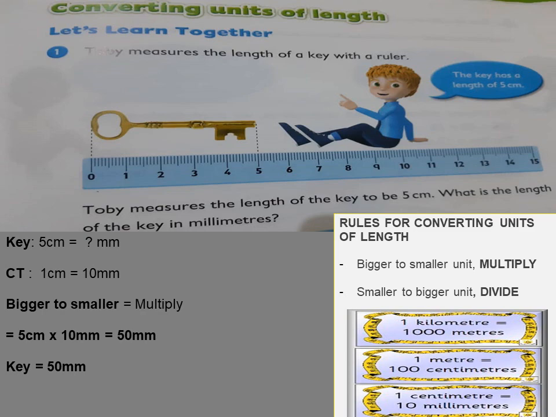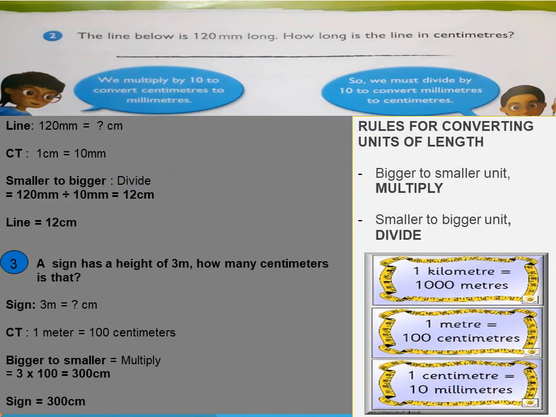Let's try the other example we have. The line below is 120 millimeters long. The question says, how long will it be in centimeters? What do we do? Let's write: the line is 120 millimeters. How many centimeters would it be? Let's look at the conversion table again. We have to look at the one that contains millimeters and centimeters. Let's look at that.